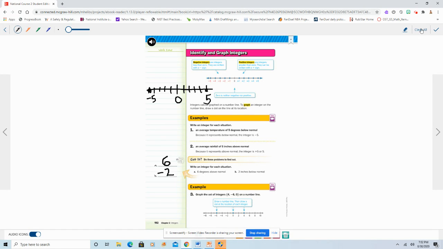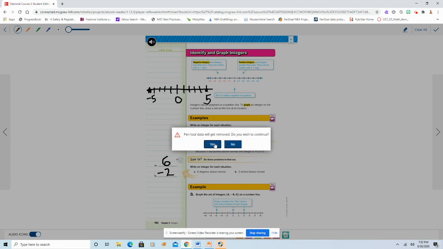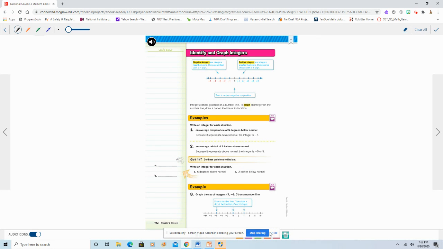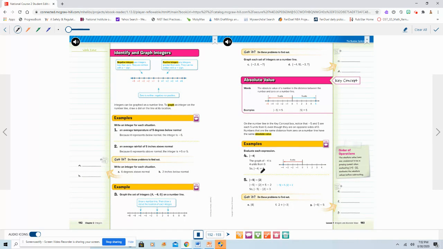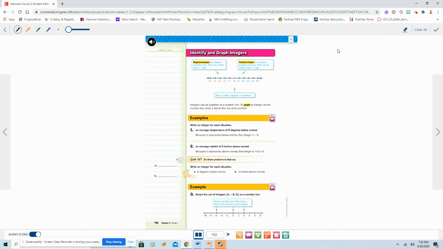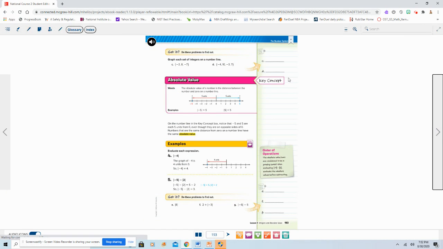Okay, I'm going to clear all because I want to get rid of this page. And I've got it on single page. You could be looking at it dual page, but I don't think you can see enough. I don't think it's big enough. So I like it as a single page. And then you also can make that bigger if you wish. I'm going to go to page 193.